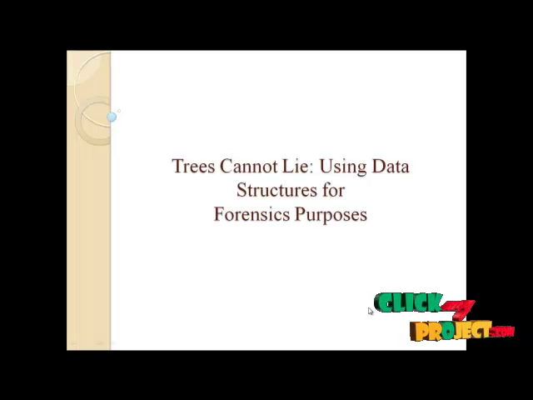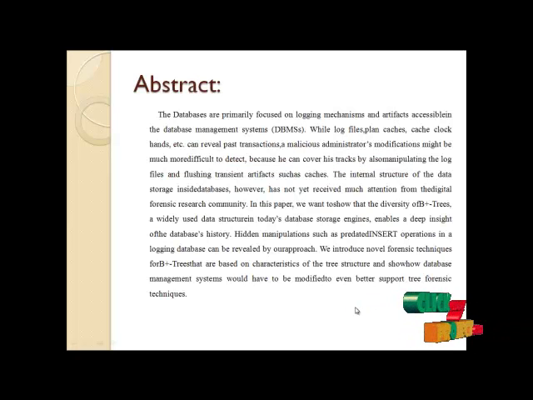Now we are going to see the process of "Trees Cannot Lie: Using Data Structures for Forensics Purposes." Here is the abstract of our process. Database forensics primarily focuses on logging mechanisms and artifacts accessible in the database management system. While log files, plan caches, cache clock hands, etc. can reveal past transactions, a malicious administrator's modification might be more difficult to detect, because he can cover his tracks by also manipulating the log files and flushing transient artifacts such as caches.